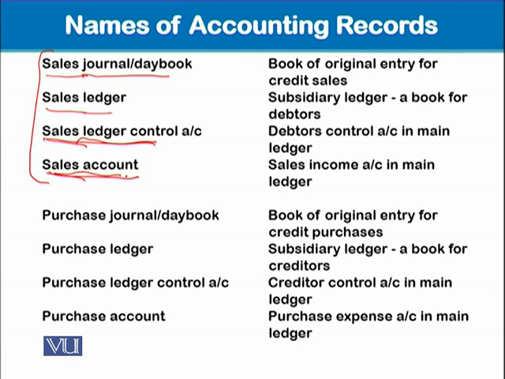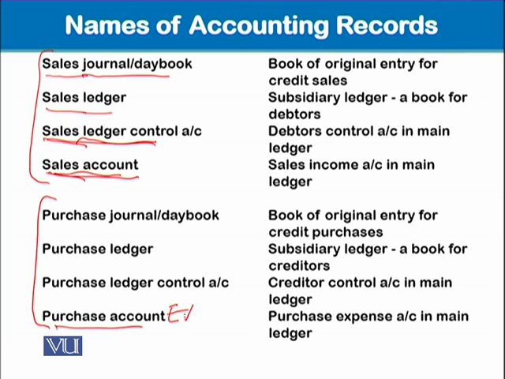Well, now let's discuss the purchase journal, which is in fact the day book, the book of original entry. Then the purchase ledger. Purchase ledger is in fact the subsidiary ledger in which we maintain individual creditors accounts. And then the purchase ledger control account. It is in fact the creditors control account in the main ledger. And then comes the purchases account, which is in fact the expense account.